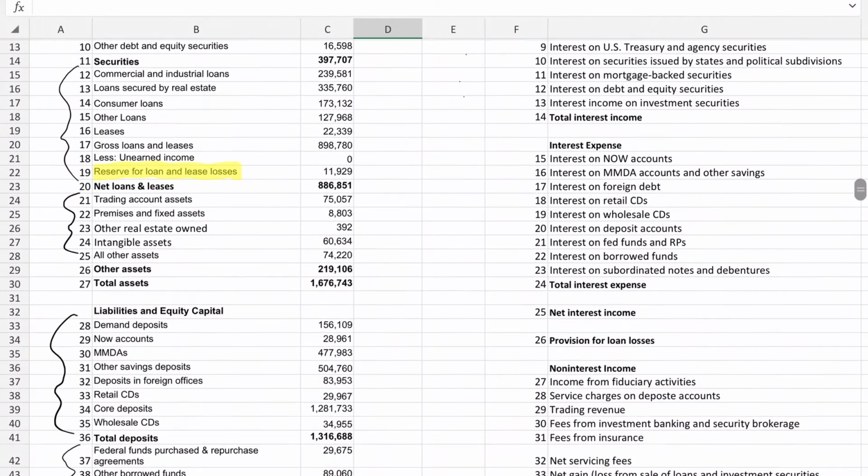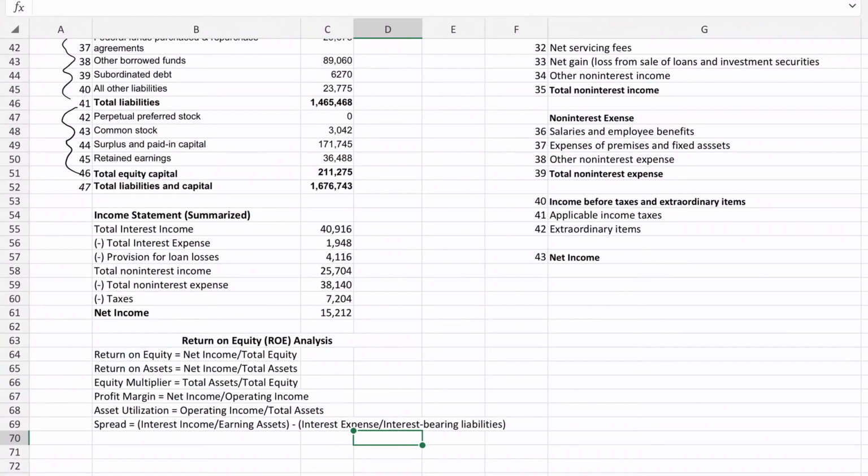To simplify things, what I've done is give you a summarized income statement. We have our total interest income, we deduct our total interest expense, and we also deduct our provision for loan losses. We also have non-interest income, and we deduct our total non-interest expense and our taxes, and we come up with a net income.